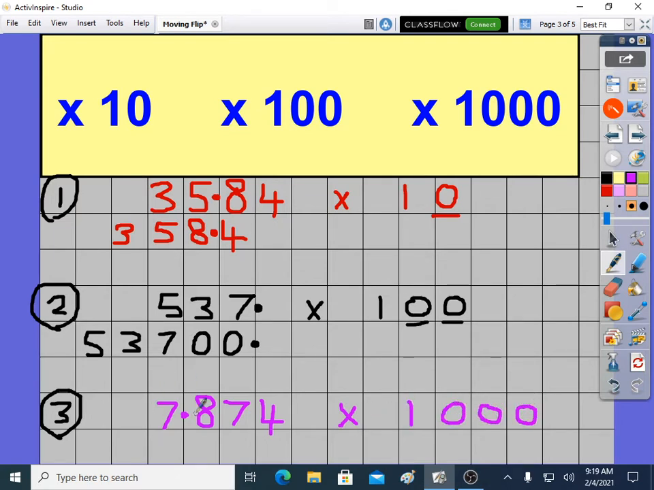So this is a moving method. Put a decimal point underneath, and we're going to move these digits, 7, 8, 7, 4. They'll still be in the same order, but they're going to get bigger, because times makes things bigger usually. How many places bigger? 1, 2, 3 places bigger. So the 7 goes 1, 2, 3.